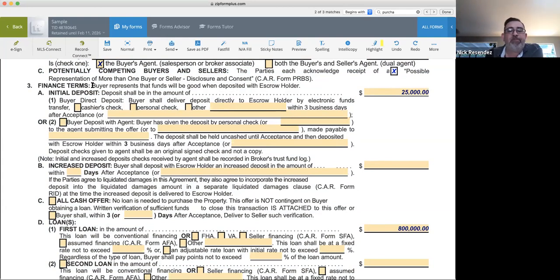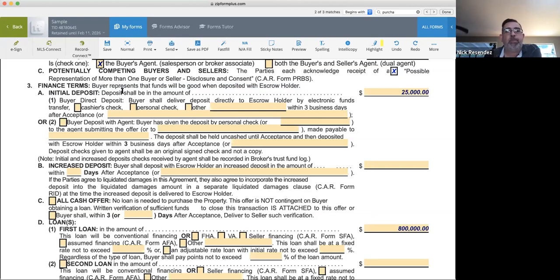The very first thing next to finance term, buyer represents that funds will be good when deposited with the escrow holder. What does that mean? It means that coming up with the cash to buy the house is not a contingency of the agreement. They're saying they have the money. So if you get in the middle of escrow and the buyer says, oh, you know, the gift letter fell through, I can't get the money, that's no reason to cancel. That's not a reason to cancel. You wrote an offer, you represented that you had access to these funds, and you cannot cancel because of that, okay? So funds are represented to be good and available when we write this offer up.